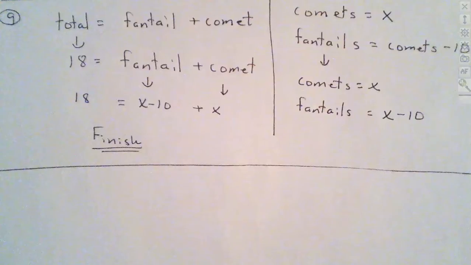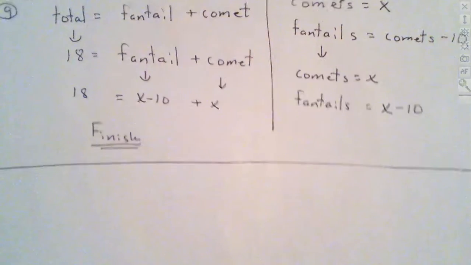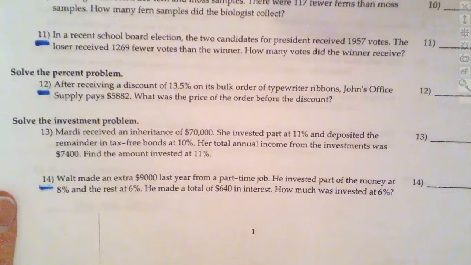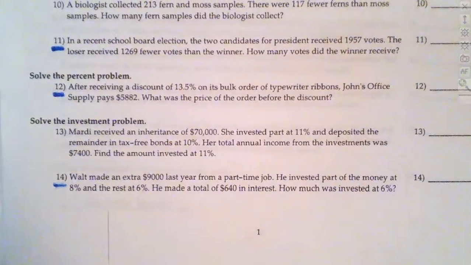Okay, question number 11. Similar problem on question number 11. We're looking at, again, a total. In a recent school board election, there were 2 candidates for president, and they received 1,957 votes. The loser received 1,269 votes fewer than the winner. How many votes did the winner receive?